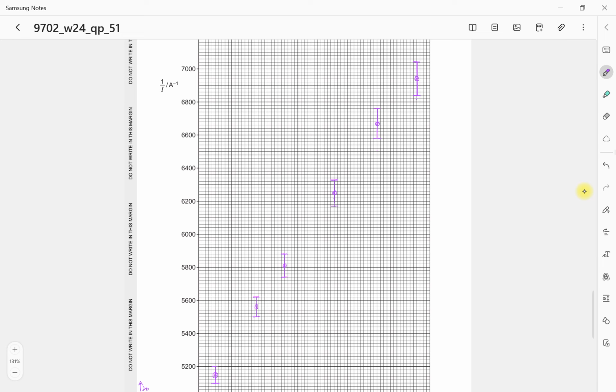Now, I have to balance the points to draw the line of best fit. My line may not be the best, but this is just for learning purposes, for instruction purposes. So you judge the points so that they are well balanced above and below the line.